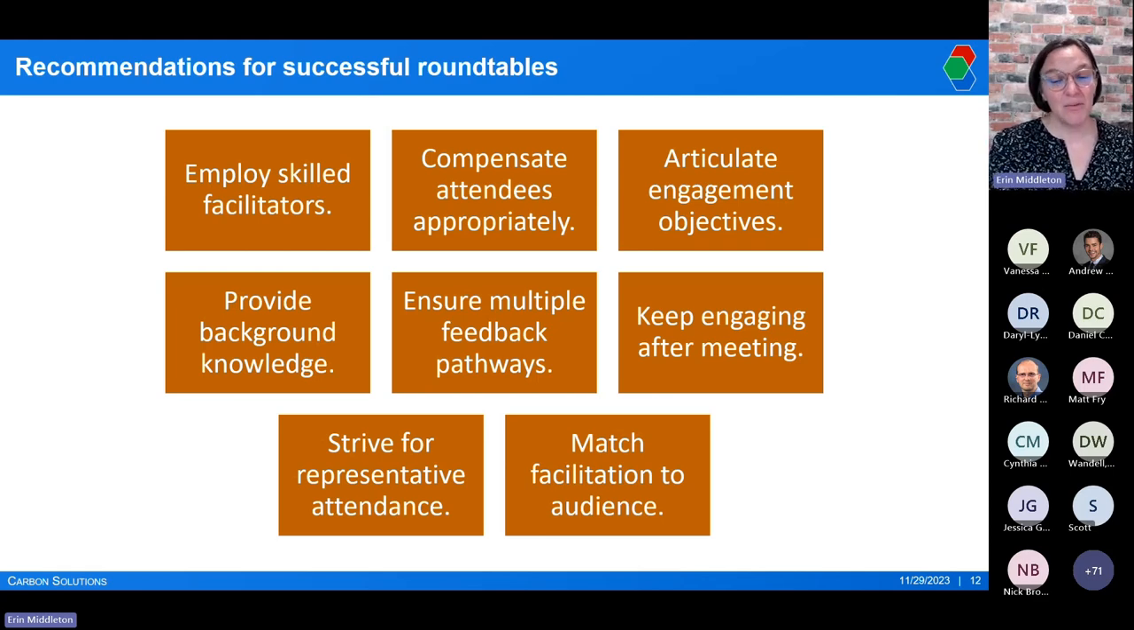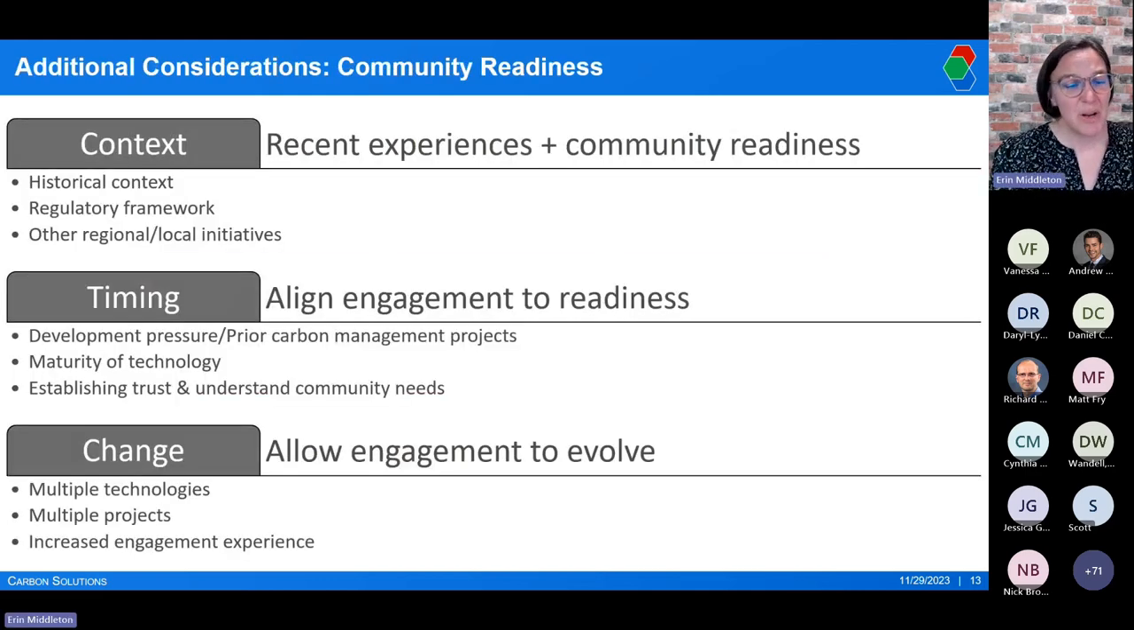So having facilitators who are able to make people comfortable and match the amount of information to the folks at hand is critical. A couple of other things to keep in mind: context is extremely important. When you're going into communities, it behooves everyone. I'm sure this is ridiculous to say, but do your homework.